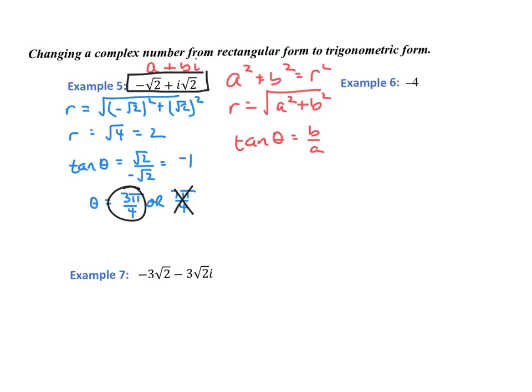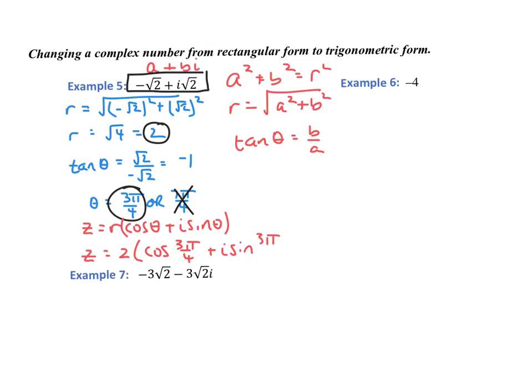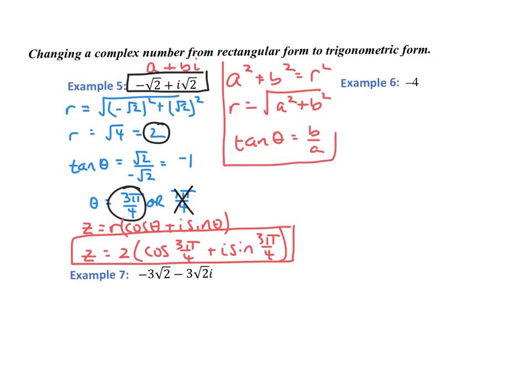Alright, so now that I know what r is and I know what my theta is, all I have to do then is change z equal to r times cosine of theta plus I sine theta into our form by plugging in r and theta. So z is now equal to 2 parentheses cosine of 3 pi over 4 plus I sine of 3 pi over 4. So essentially just breaking it down into simple concepts. Solve for r, solve for theta. Everything you need in order to solve for r and theta is right here.